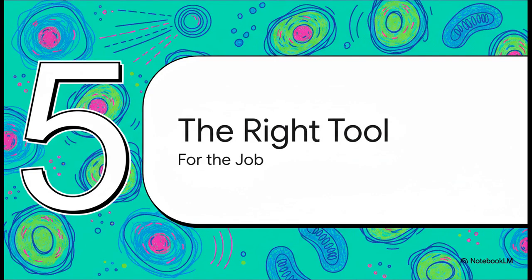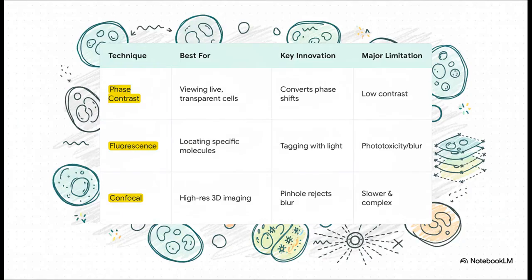So, after looking at these three pretty incredible solutions, what's the big takeaway? Well, it all boils down to picking the right tool for the right job. Let's just quickly recap the toolkit we've been talking about. If you want to look at live, transparent cells in their natural state, phase contrast is your go-to. If you need to hunt down very specific molecules, you're going to use fluorescence, but you have to be careful not to harm the cells. And if you need the absolute sharpest, high-res 3D images possible, you bring out the big gun, the confocal microscope, even if it is a bit slower and more complex.